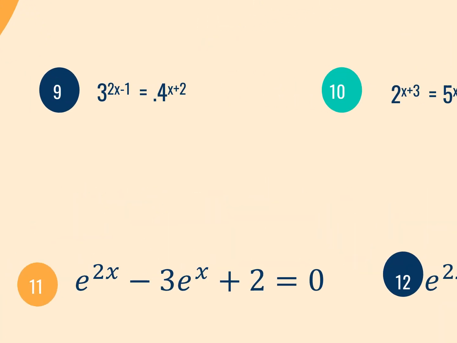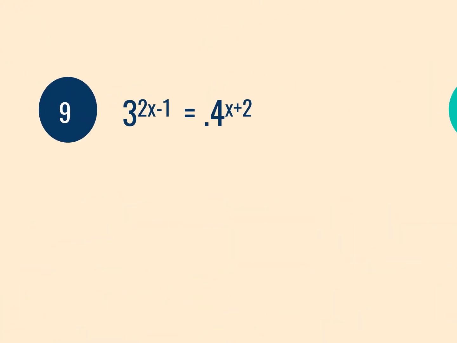So if you look at number 9, by the way, this is a typo. That should not say a 0.2. That should just be, or a 0.4. That should just say 4.